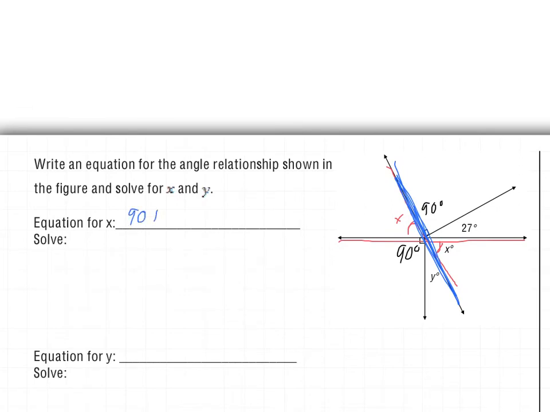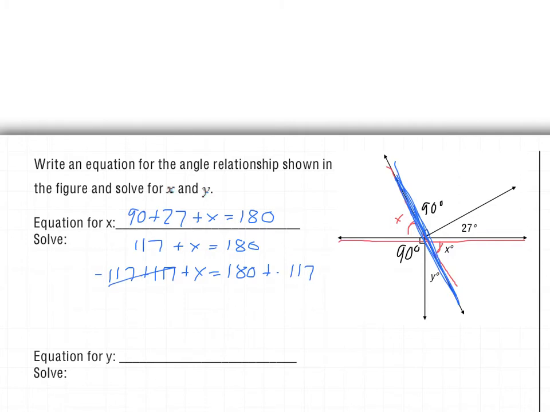It's 90 plus 27 plus x is equal to 180. 117 plus x is equal to 180. Negative 117 plus 117. x is equal to 63. And I'm going to put that on here because I might want to use that.